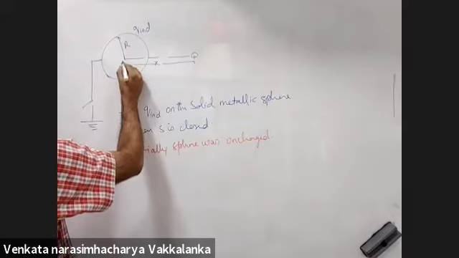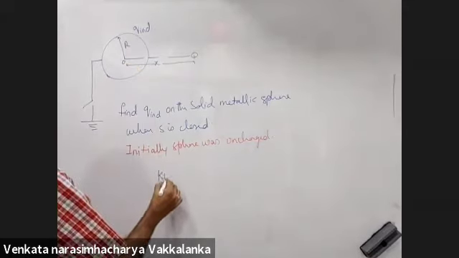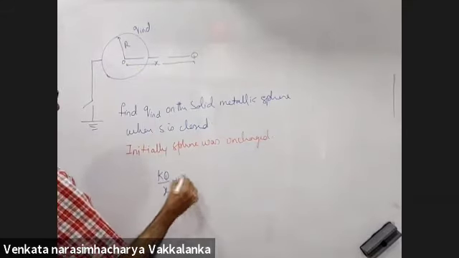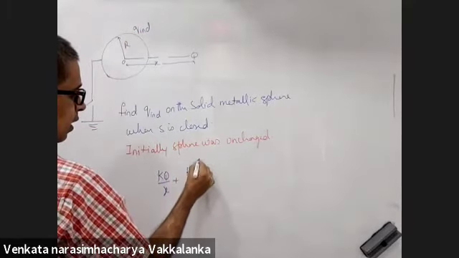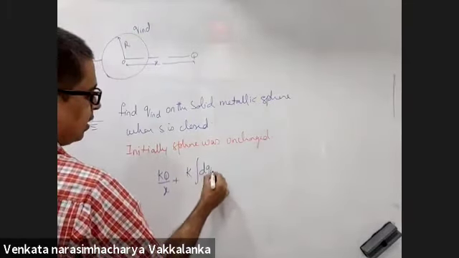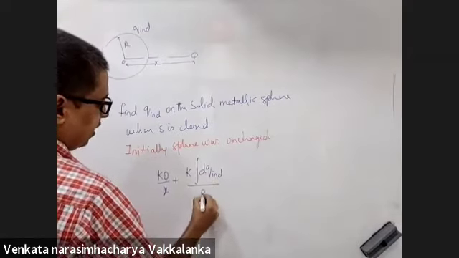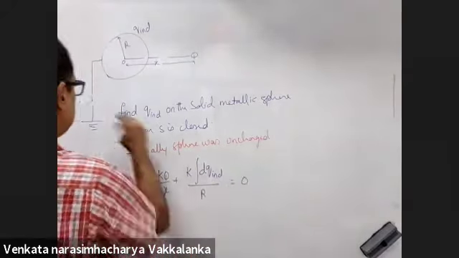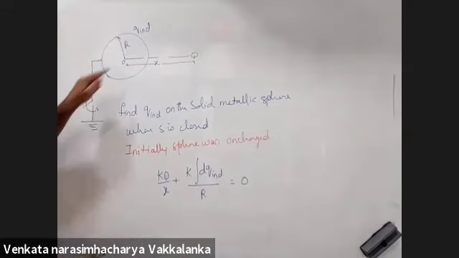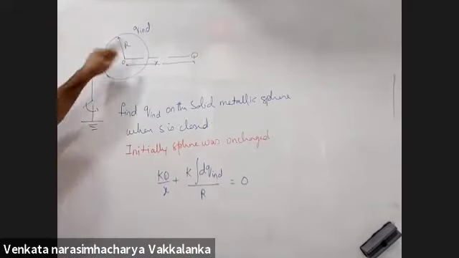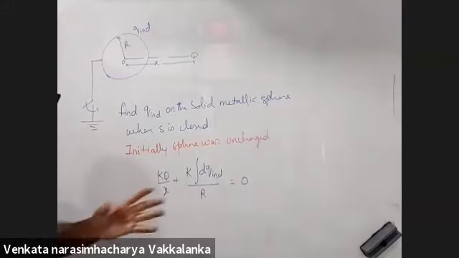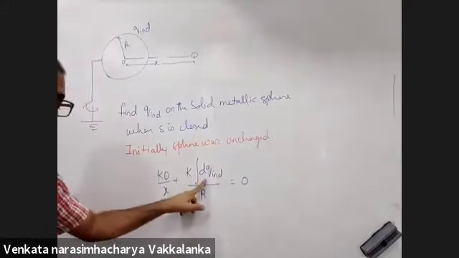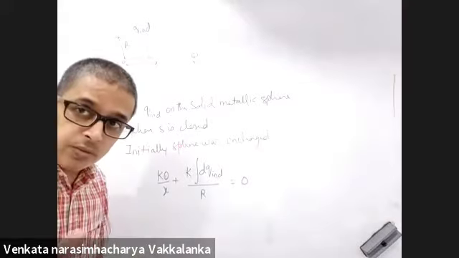Because of capital Q, potential at O is K capital Q by X. Because of dq induced, the integral of dq induced divided by R should be 0 in this particular case. Some amount of charge might have come or gone into the ground. The value is not known to me. I have to calculate that value. dq induced will not be 0.